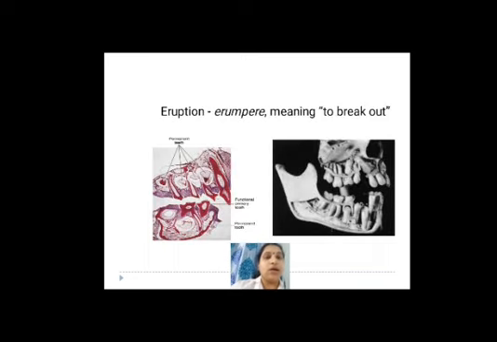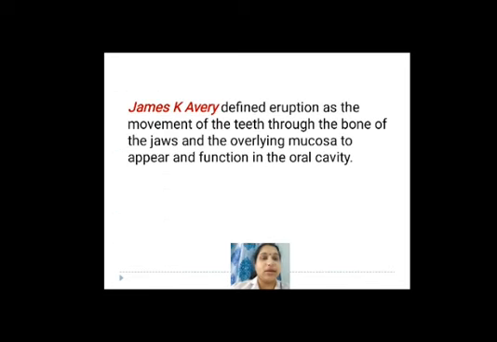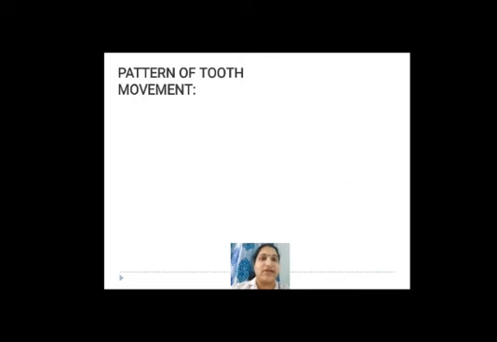So, what is eruption? Eruption literally means breakout, that is to come out. There are many definitions given by so many authors for eruption. But in general, it means the movement of the tooth through the bone of the jaws and the overlying mucosa to appear and function in the oral cavity.